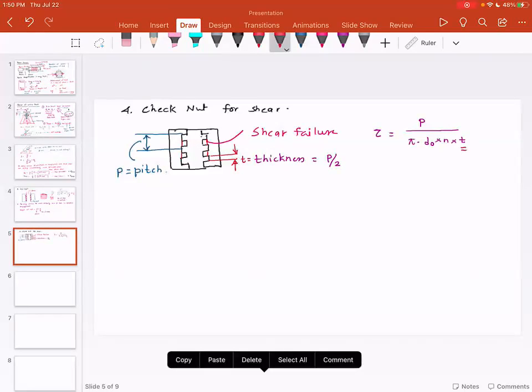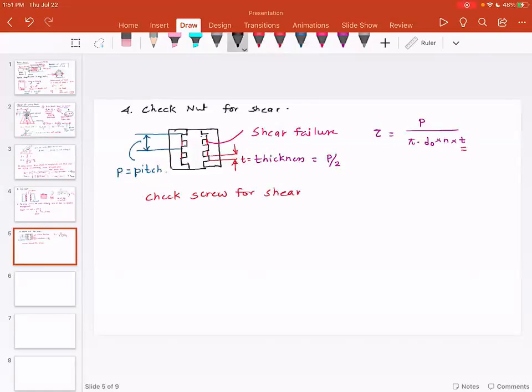What happens with the screw? Check the screw for shear. The equation is going to be the same, but for the screw, now I want you to think about, and I'm showing an exaggerated view, it's going to fail here. So please note, in the case of the nut, the shear failure is on DO. And in the case of the screw, the shear failure is on DI.